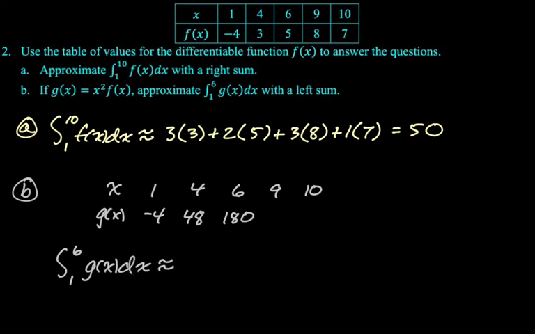So using a left sum. From 1 to 4 is 3, and then the left endpoint is negative 4. And then from 4 to 6 is 2, and the left is 48. And so when we add, you get 96 minus 12, so you get 84.